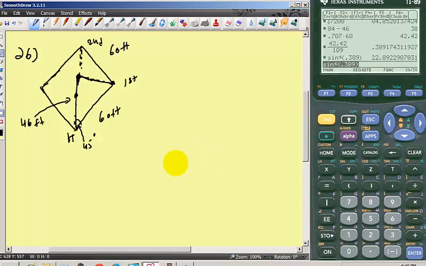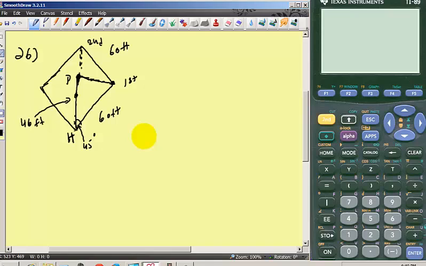Okay, this is number 26. We're talking about a Little League baseball diamond, and the sides are 60 feet in length, and the pitching rubber is 46 feet from the home plate. That's my pitching rubber right there, and that's my home plate. And they tell me that the line connects the home plate to the second base.